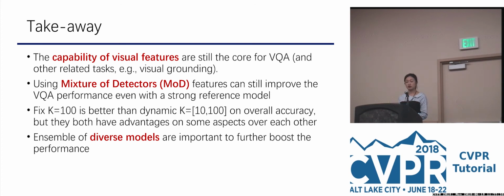Now we reach some conclusions. First, visual features are still the key to VQA problems. And second, MOD features can improve VQA performance even against a strong reference model. And third, fixed K is better than dynamic K on the overall accuracy, but actually they have their own advantages on different types of questions. And fourth, model ensemble is important to further boost the performance. Those are the conclusions we reach.